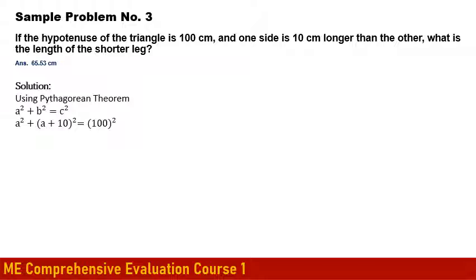Now we already have the unknown, which is a, and that is 65.53 cm. Therefore, the length of the shorter leg is 65.53 cm, and the longer leg is 10 cm longer than that shorter leg, or 75.53 cm.